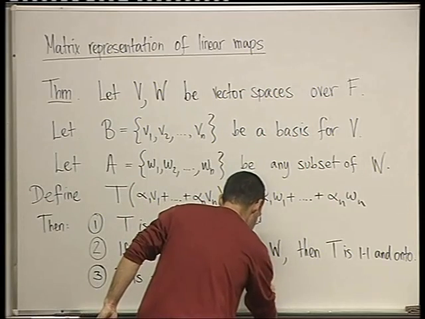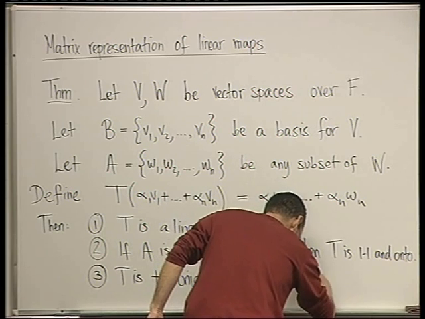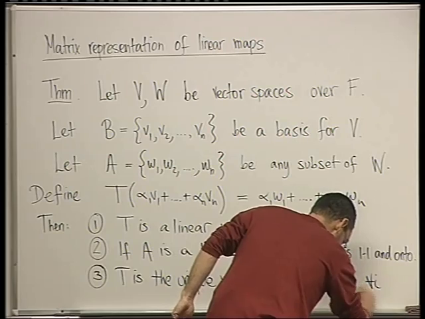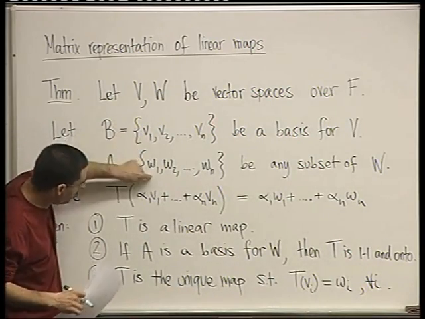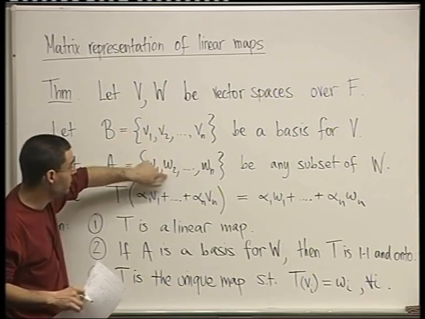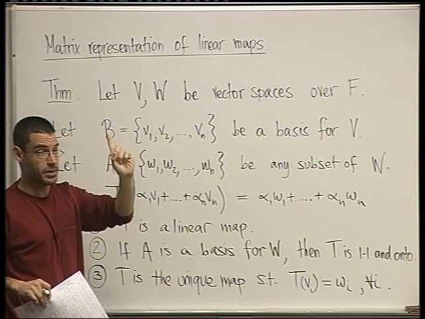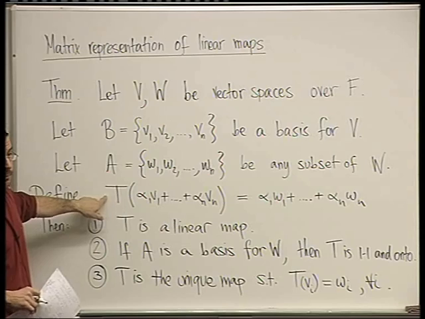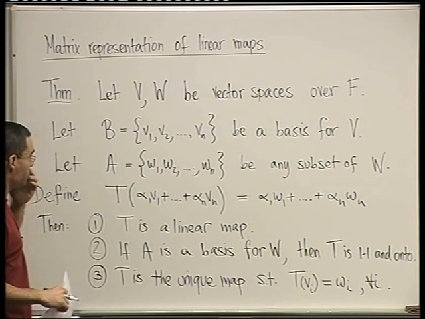Such that T of Vi equals Wi for every i. So if you want a map that maps V1 to W1, V2 to W2, Vn to Wn, there's only one map that does that precisely, and it's this T, given by this formula. Okay? So these are the three statements of this theorem.